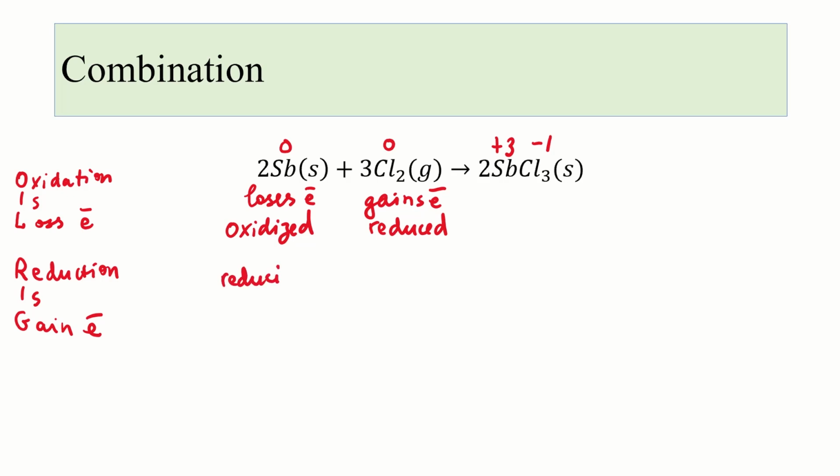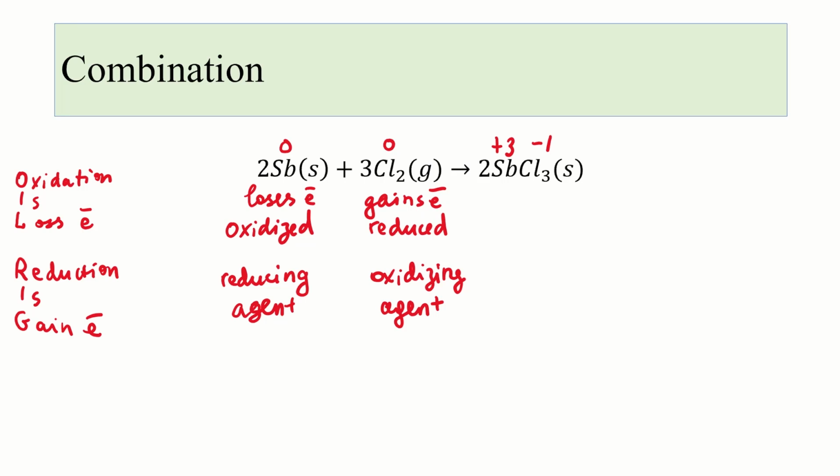So the substance that's being oxidized causes the reduction and acts as the reducing agent. The substance that is reduced causes the oxidation and acts as the oxidizing agent. Note that to keep track of the electron movement, the electron transfer in this reaction, we assign the oxidation states for all of the atoms in the products and in the reactants.